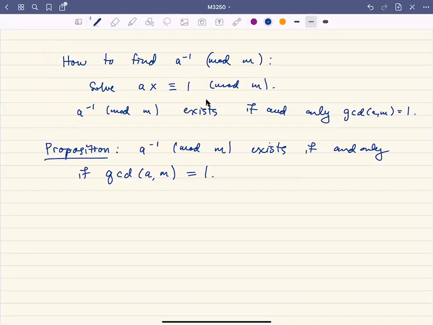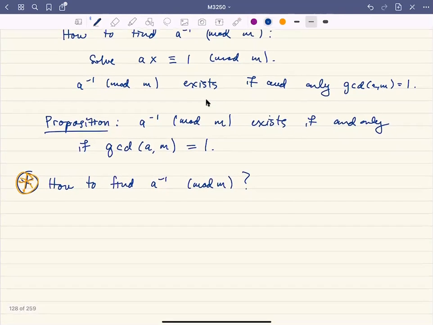What we're going to focus on in this video is how to find A inverse mod M. How do we find this multiplicative inverse, assuming that it exists? Of course, if it doesn't exist, we're done. There is nothing to find. But assume that A and M are relatively prime. How do you find A inverse mod M?